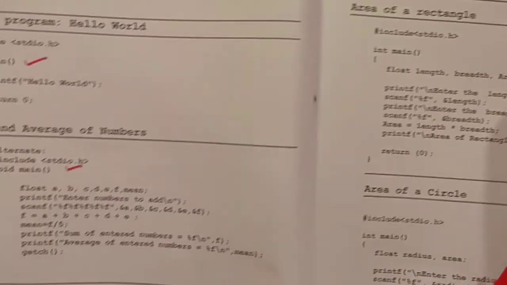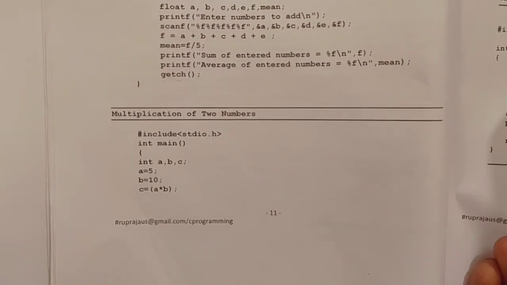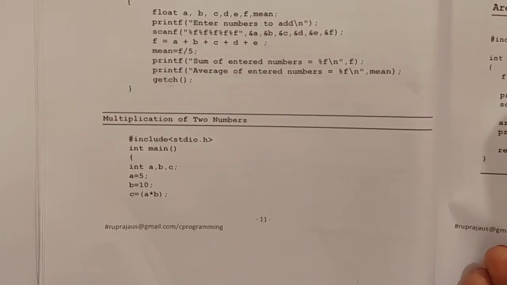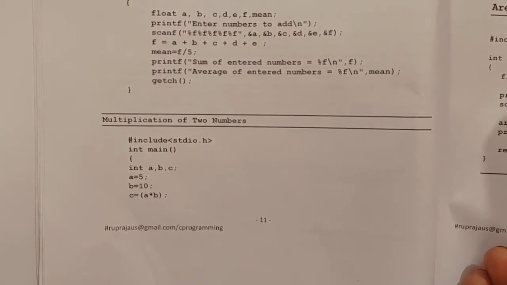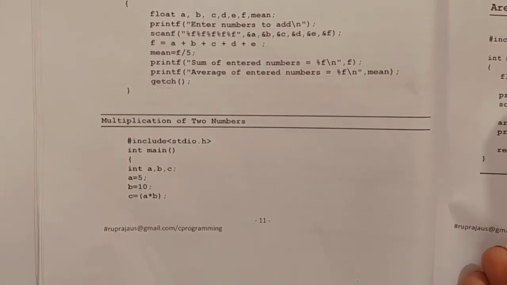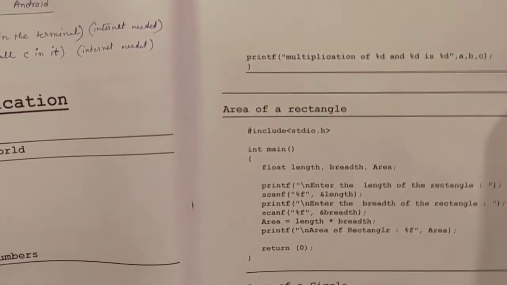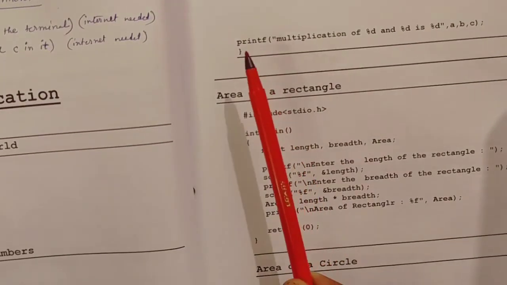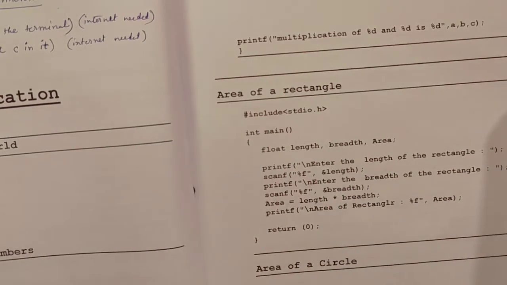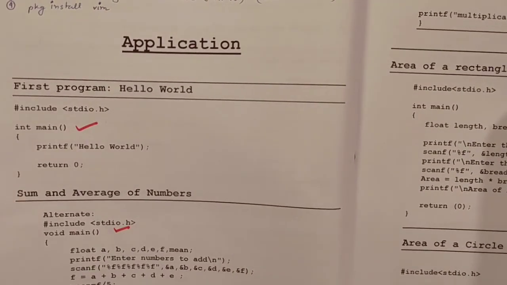Similarly, you can see the other one, multiplication of two numbers. We are taking integer main. We are expecting some integer value to come out, and we didn't terminate at the last. You can see here, so it will terminate automatically. So that is the basic difference between these two. Of course, it is not a major thing.